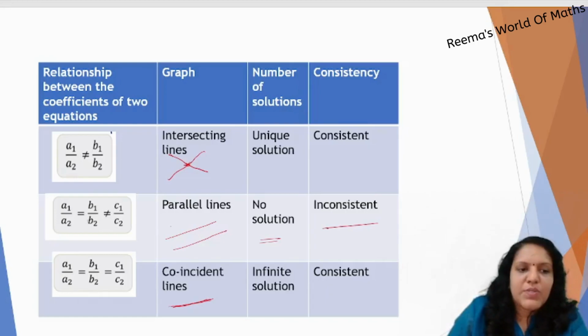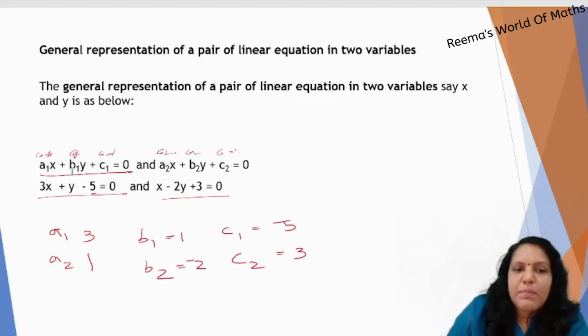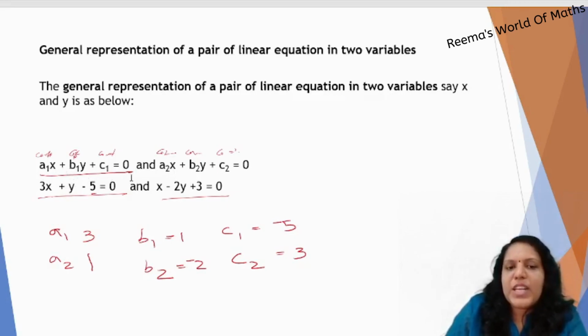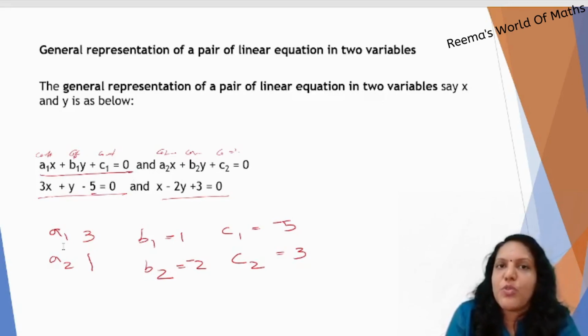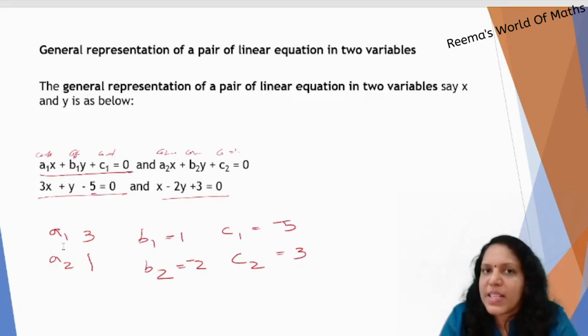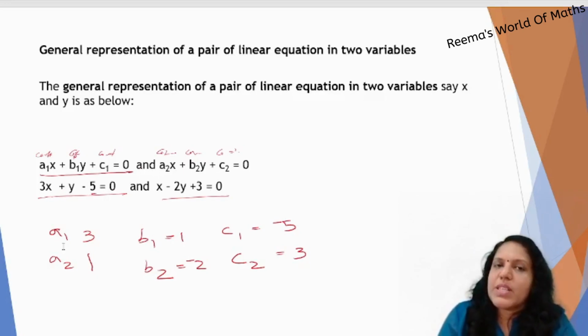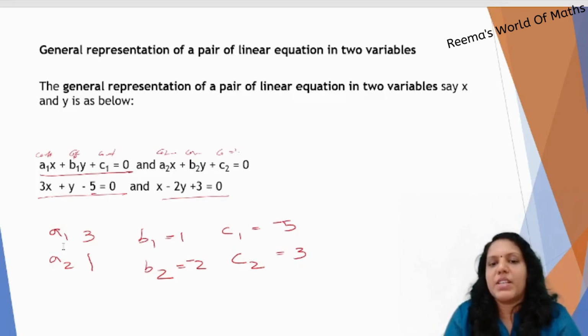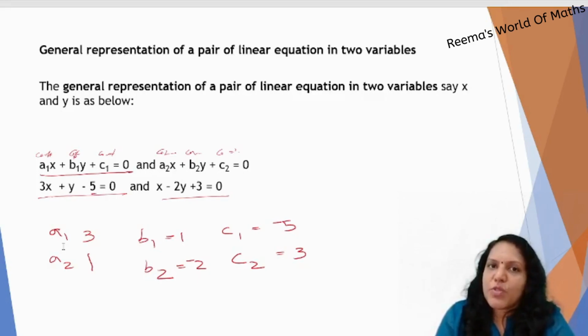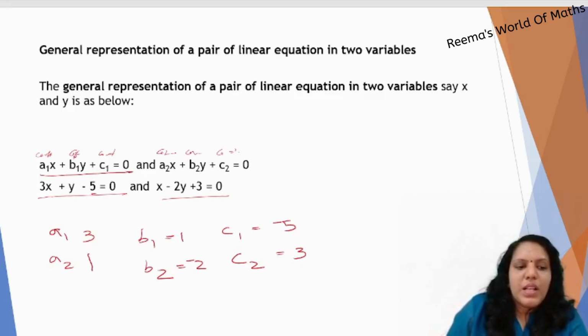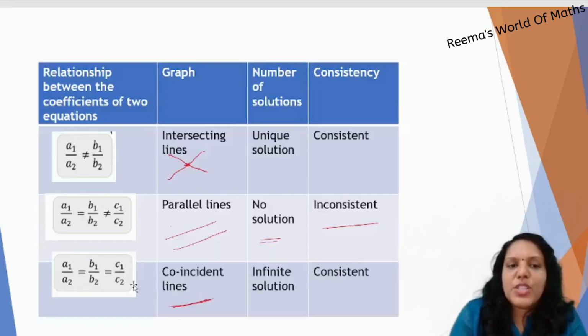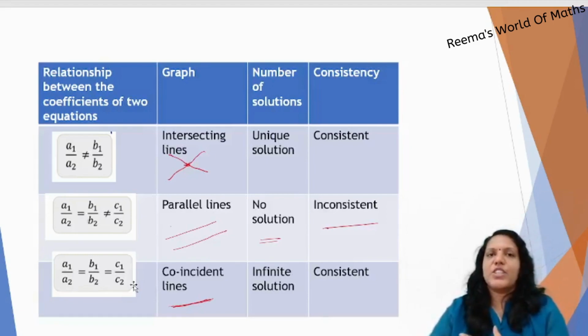Let's look into this once again. A1 x plus B1 y plus C1 equals 0. We know A1 and A2 are the coefficients of x from two different equations, and B1 and B2 are the coefficients of the second variable, which is y. B1 is from the first equation and B2 is from the second equation, and C1 is the constant of the first equation and C2 is the constant of the second equation. So the relationship between the coefficients of two equations is directly related to the graphical representation of these linear equations.